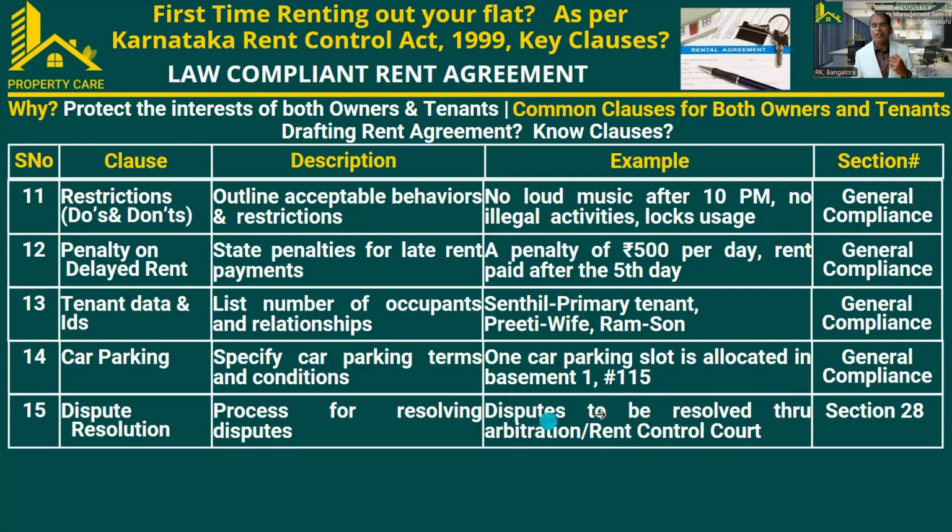There are two ways to solve it. One is arbitration. There is a separate law. It's an out-of-court settlement. We don't need to go as per the court rule. There is an arbitrator, a common person appointed by the owner and tenant. Whatever this person says, both should agree to it. So that is arbitration. There is a separate law. I'll try to post another video, but this is the arbitration process.